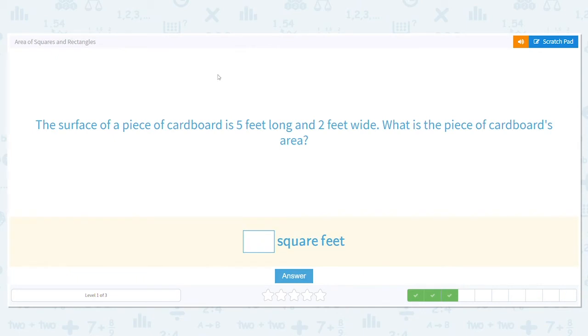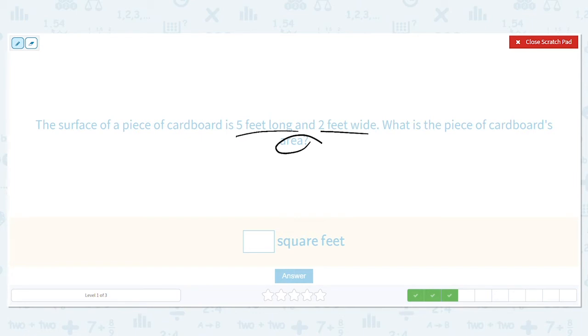All right, next problem. The surface of a piece of cardboard is 5 feet long and 2 feet wide. What is the piece of cardboard's area? All right, again, we're finding our area. Does it say if it's a square or rectangle? It doesn't, but it gives us clues. It says the cardboard is 5 feet and 2 feet. So that means that it is a rectangle.